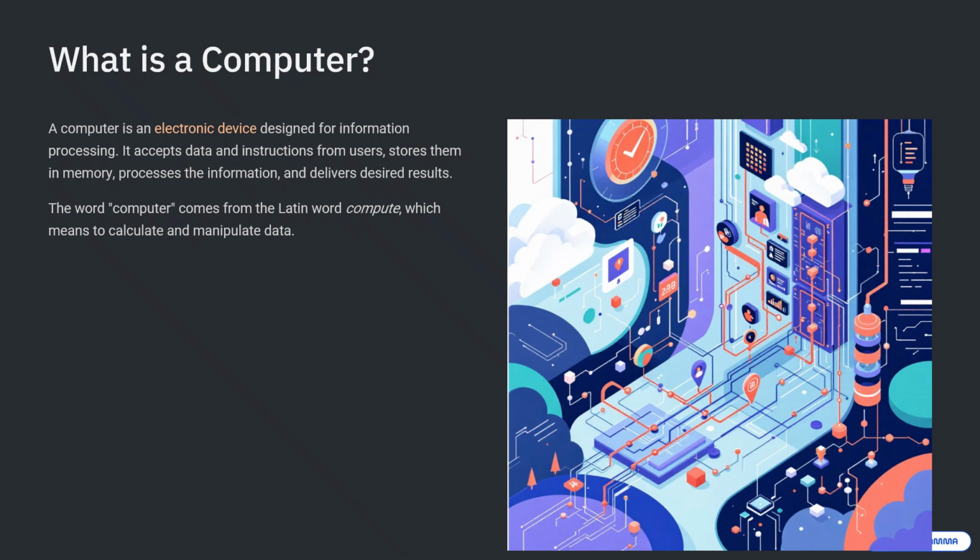The word computer is derived from the Latin word compute, which means to calculate or manipulate data. Another definition of a computer is that a computer is an electronic device. It consists of four functional units: input, accepting data and instructions from the user, stored in its memory, processing the data and instructions in the processing unit, and getting the desired results to the user.